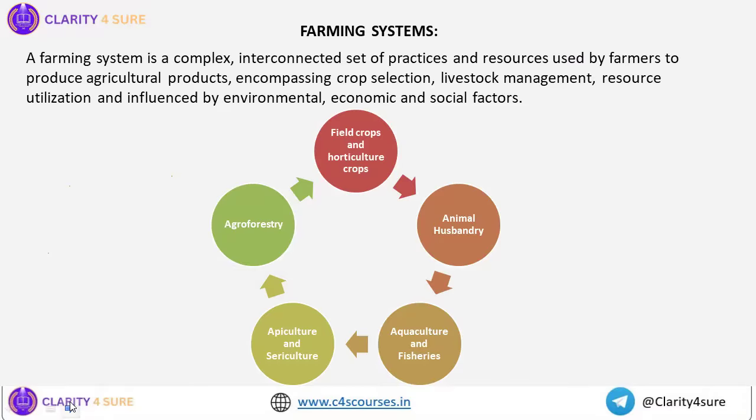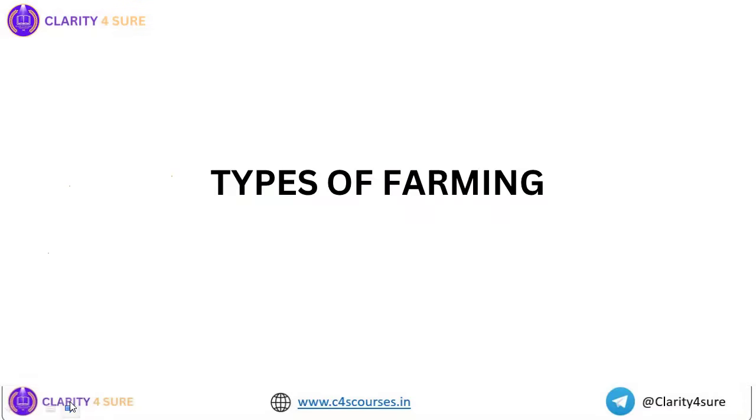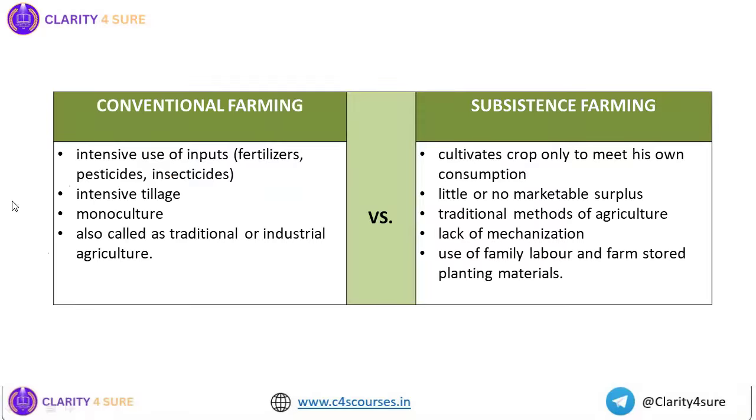So now let us see about the types of farming, okay, which is our main area of concern. That is the types of farming. First you see conventional farming and subsistence farming. Okay, so in conventional farming, what happens? This is the normal form of farming that we see. There is intensive use of inputs, okay, like the fertilizers, pesticides, insecticides. There is intensive tillage. Monoculture is mainly practiced, and this is the traditional or the industrial agriculture.